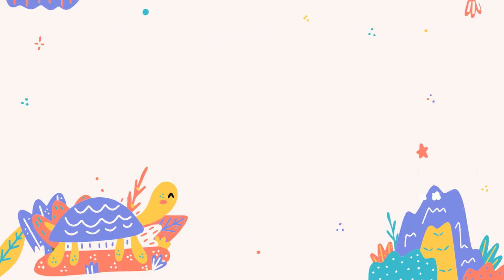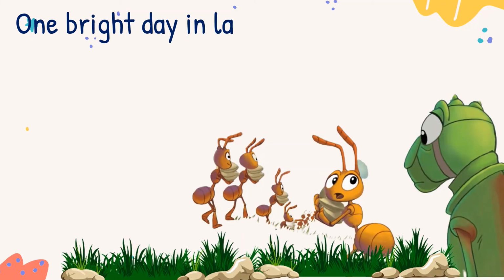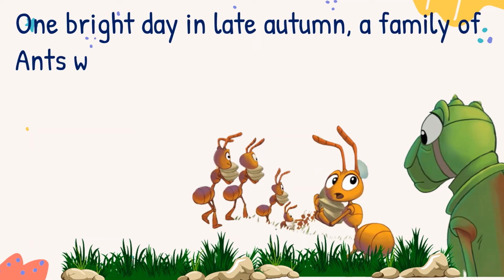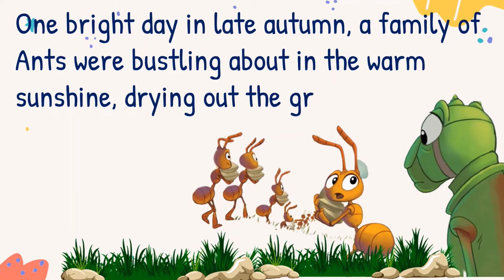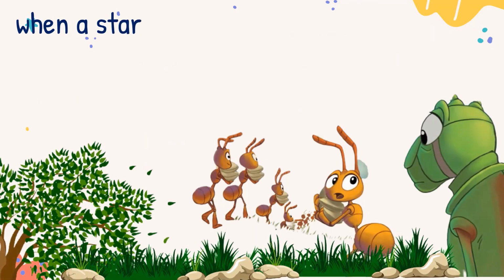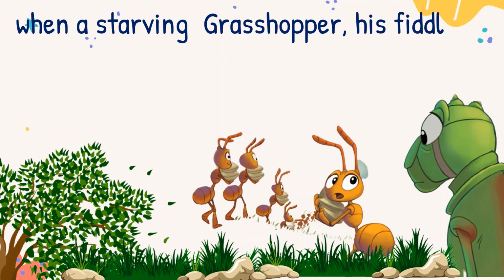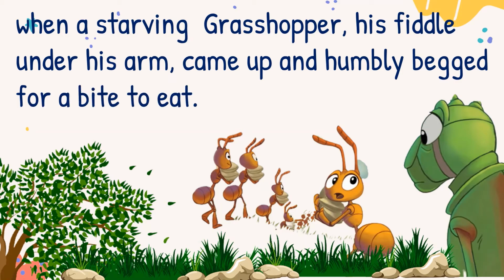And now, let us read the story, The Ants and the Grasshopper by Aesop. One bright day in late autumn, a family of ants were bustling about in the warm sunshine, drying out the grain they had stored up during the summer, when a starving grasshopper, his fiddle under his arm, came up and humbly begged for a bite to eat.